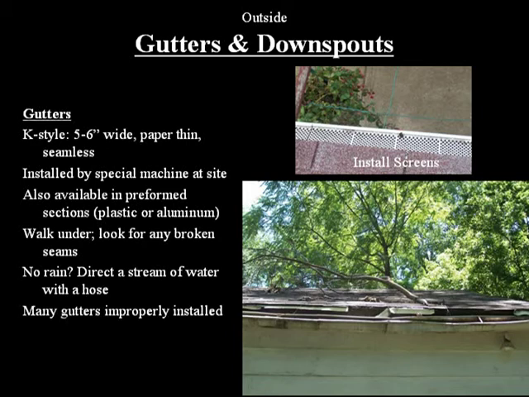Many gutters are improperly installed and form a straight line where water just sits. The correct method of installation would incorporate a slight slope downward, about 1/16 of an inch for every foot of guttering toward the downspout.